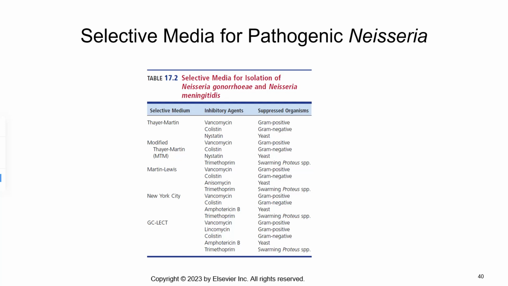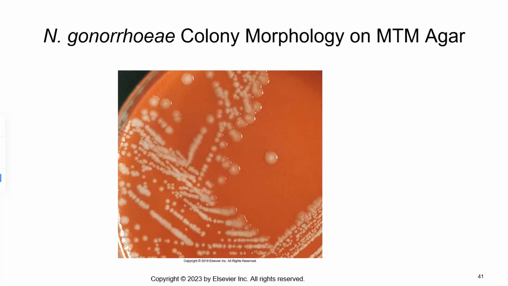Or it may say gram-negative diplococci isolated from a male urethral specimen. The man is complaining of dysuria and pain in the lower abdomen. Which medium would you use to grow this potential pathogen? It would be looking for you to select MTM or just Thayer-Martin. And this is what it looks like on MTM.